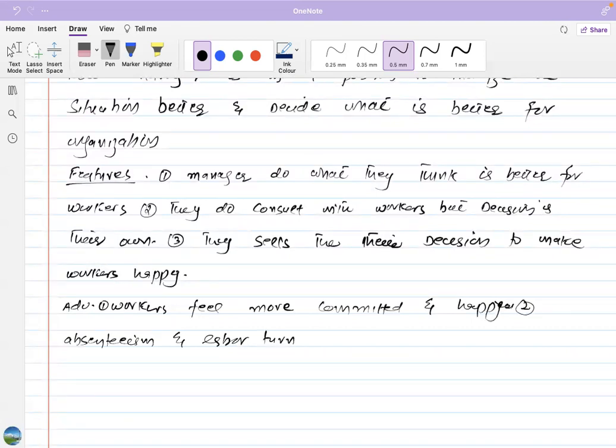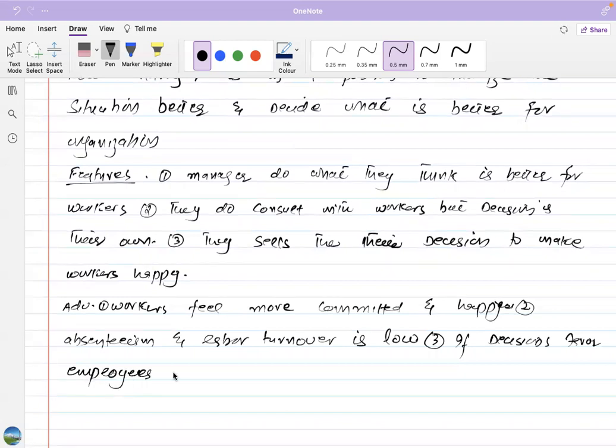Because people feel they are being treated like a family. If decisions are actually made in the best interest of employees, they will motivate them a lot in the future, and they will realize that their leader is doing the best for them. Workers are best motivated.